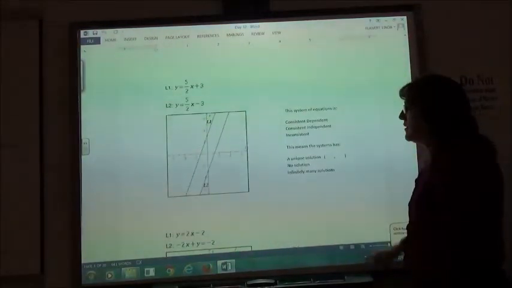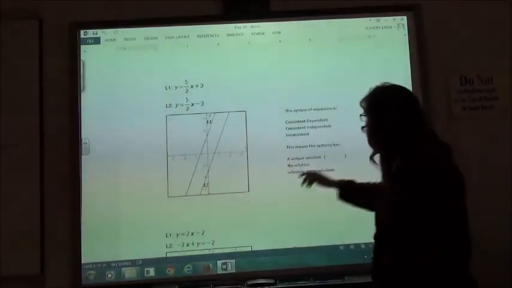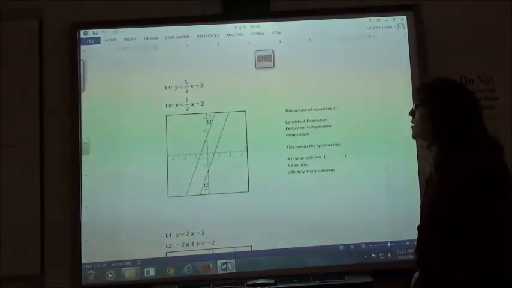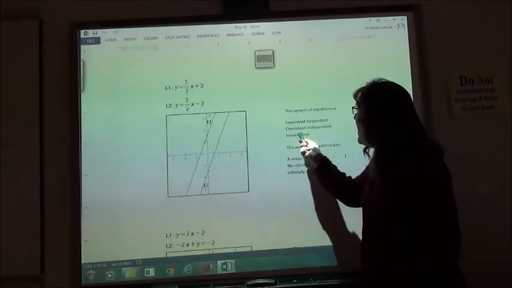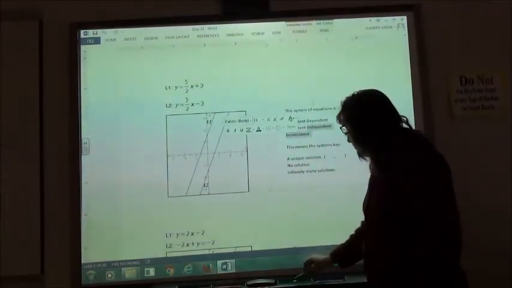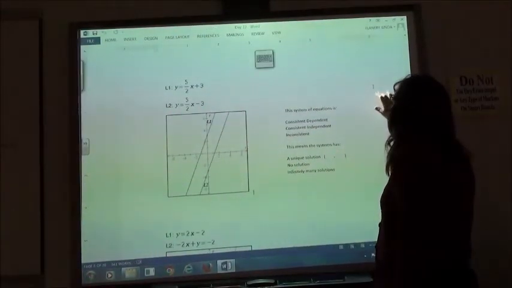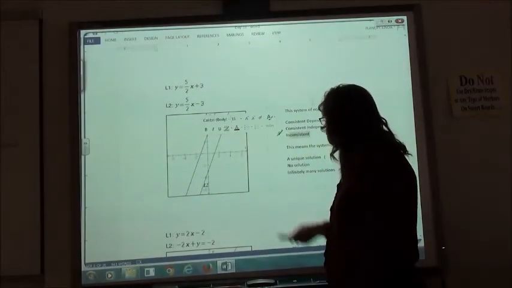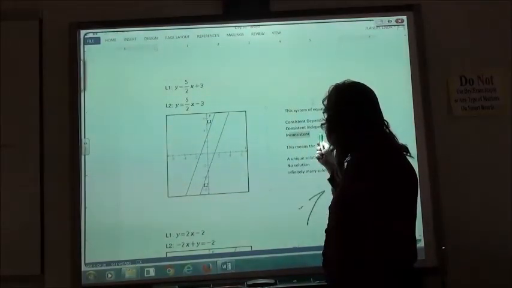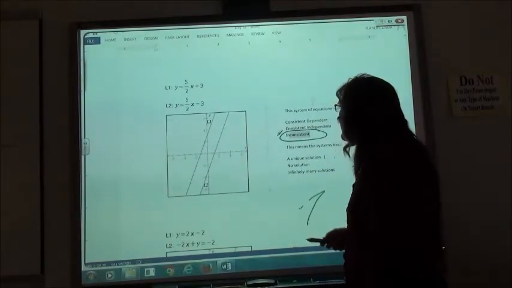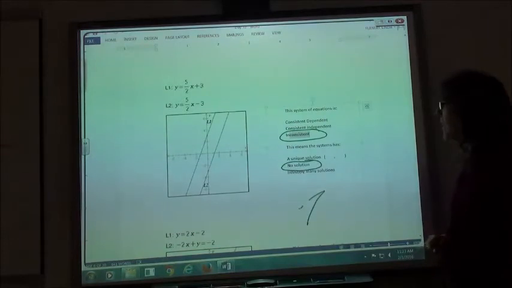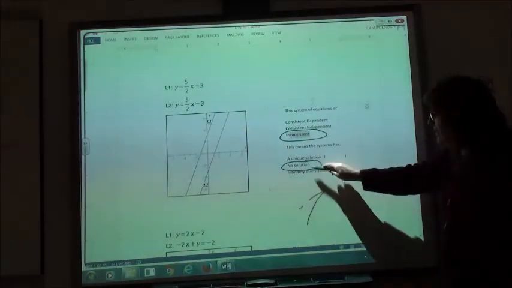The next ones, we have two lines that are parallel. If we have two lines that are parallel, those are the ones that are inconsistent, and will have no solution. So if my lines are parallel, inconsistent, no solution.